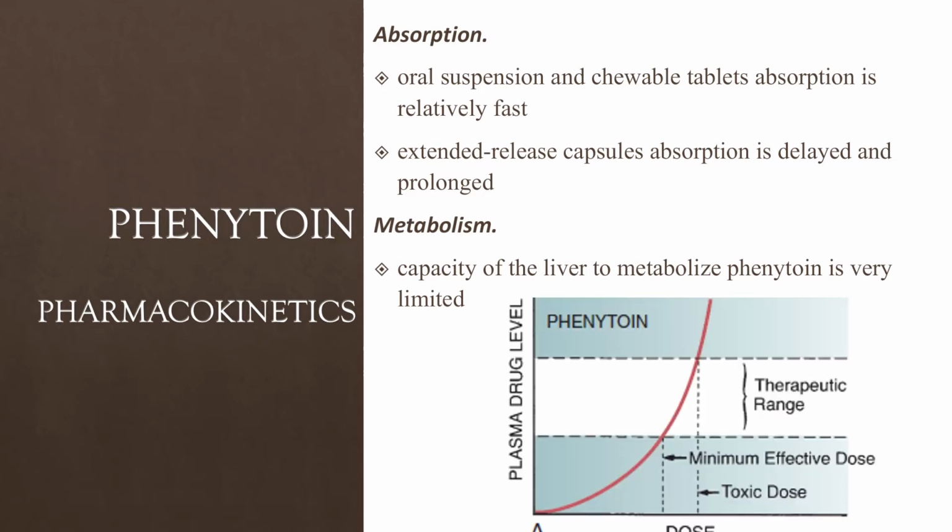So doses of phenytoin needed to produce therapeutic effects are only slightly smaller than the doses needed to saturate the hepatic enzymes. Consequently, if phenytoin is administered in doses only slightly greater than those needed for therapeutic effects, the liver's capacity to metabolize the drug will be overwhelmed, causing the plasma levels of phenytoin to rise dramatically. Because of saturation kinetics, the half-life of phenytoin varies with the dosage.